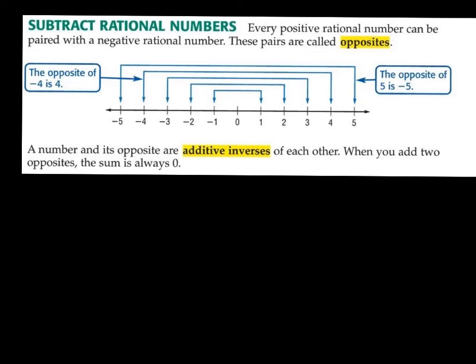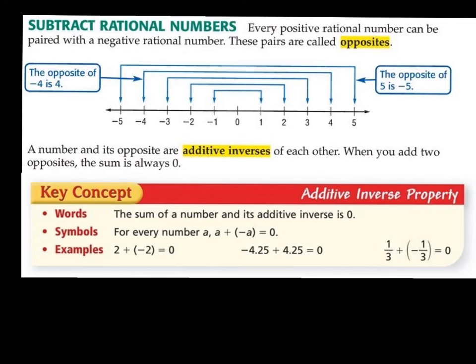Every positive rational number can be paired with a negative rational number. These pairs are called opposites. The opposite of -4 is positive 4. The opposite of positive 5 is -5. A number and its opposite are additive inverses of each other. When you add the two opposites, the sum is always 0. The sum of a number and its additive inverse is 0. For every number a, a plus -a is 0.